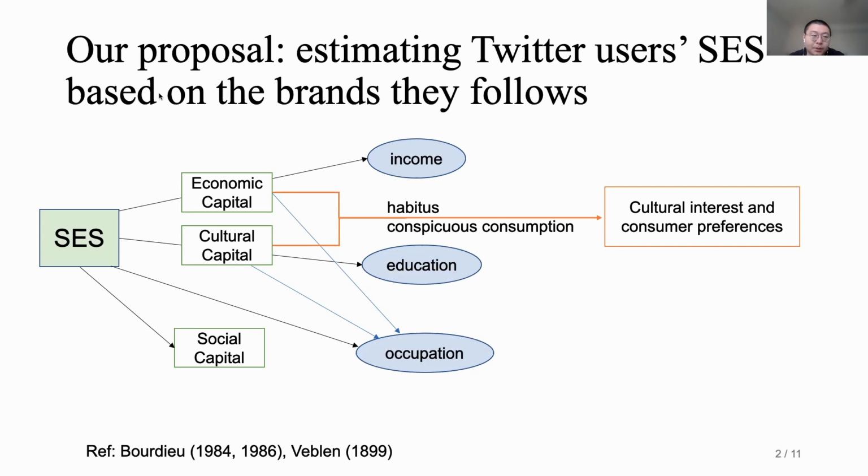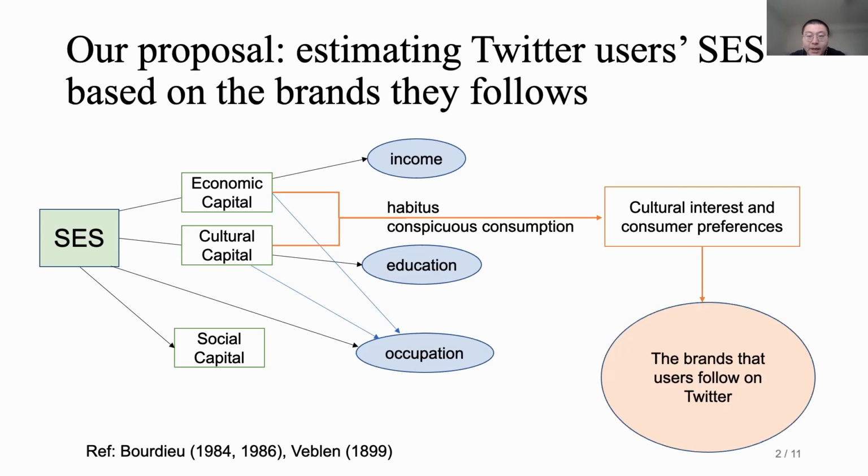Habitus means that people's socioeconomic status determines how they perceive and act in the world. Especially, one's economic and cultural capital will shape one's cultural interest and consumer preference. Veblen's conspicuous consumption also suggests this pathway. Then we believe that on Twitter, users manifest their economic and cultural interest in the accounts they follow. Therefore, the brands the user follows on Twitter could be a good measure of socioeconomic status.